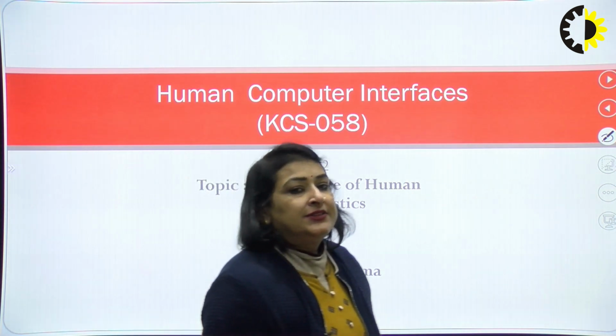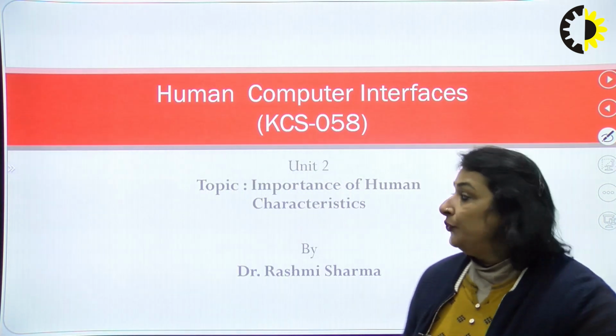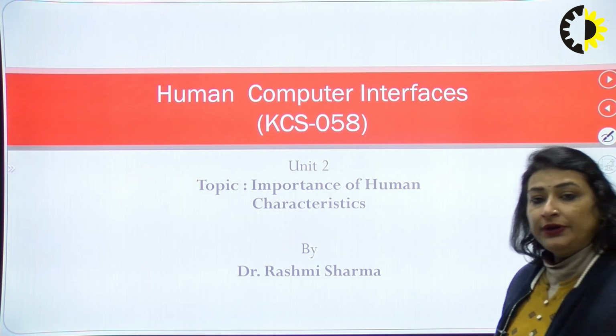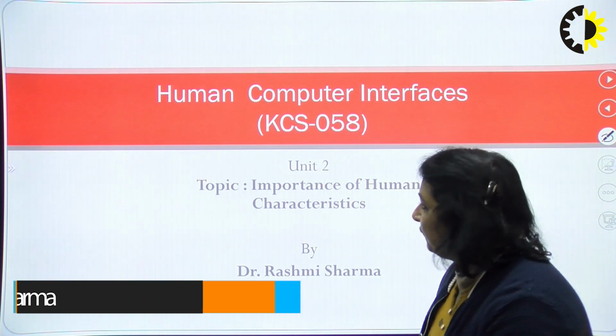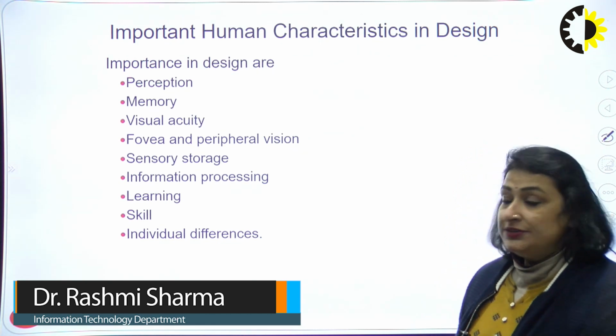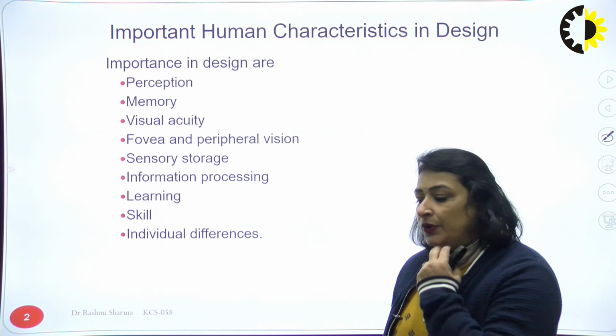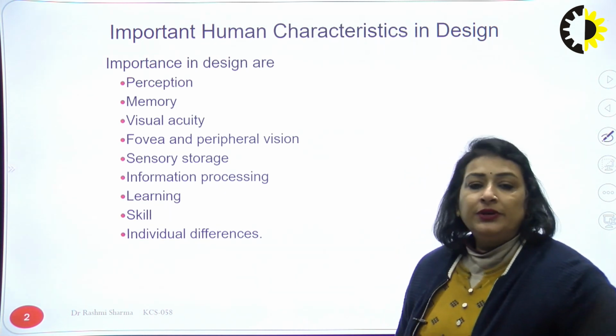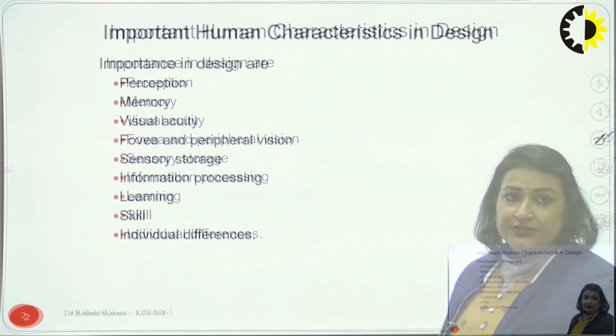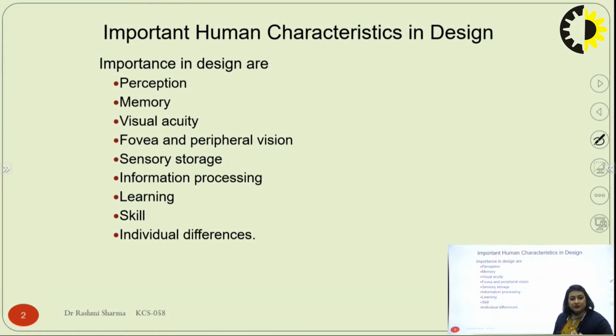Today we would be discussing the second critical topic of Unit 2, that is the importance of human characteristics. What are the different characteristics of the humans which are important in the designing of that particular system? Because whenever we are designing a system, what characteristics of a human being are important to look into for the design perceptions of any human system or the application which we are developing.